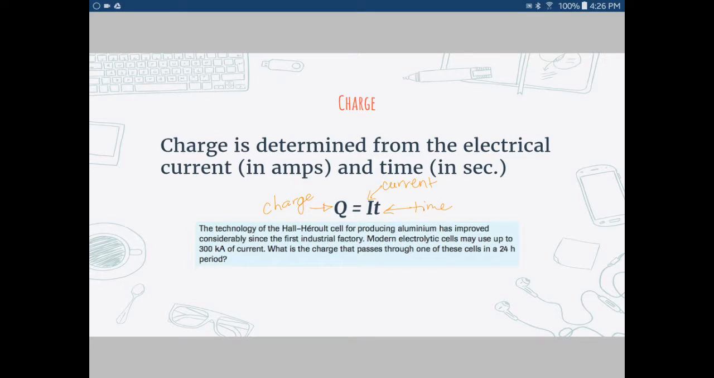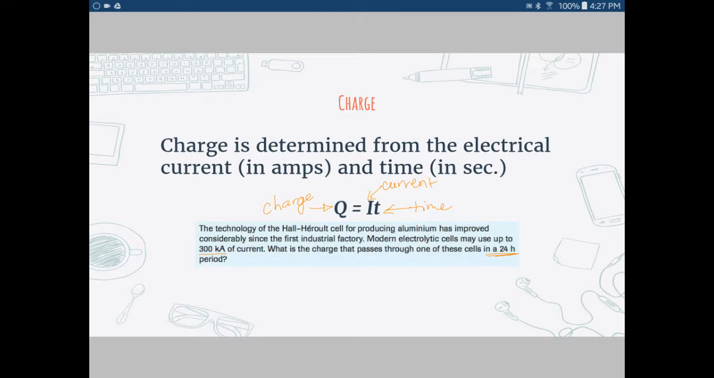If we look at the example below, it says the technology of the Hall-Héroult cell for producing aluminum has improved considerably since the first industrial factory. Modern electrolytic cells may use up to 300 kiloamps of current. What is the charge that passes through one of these cells in a 24-hour period? You might notice we have a few things to do before we solve this. First, we have our units in kiloamps and we have time in hours, so we definitely need to start with some unit conversions.